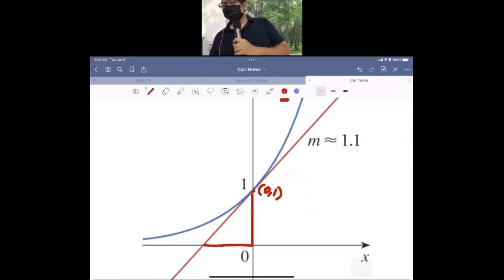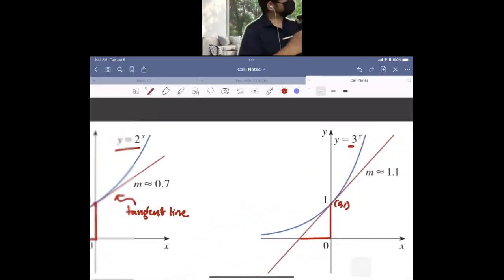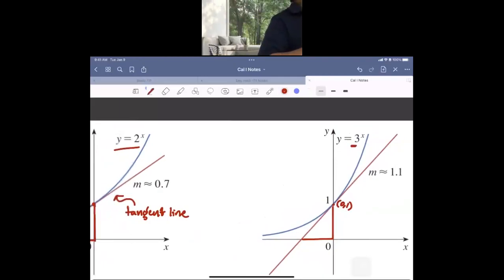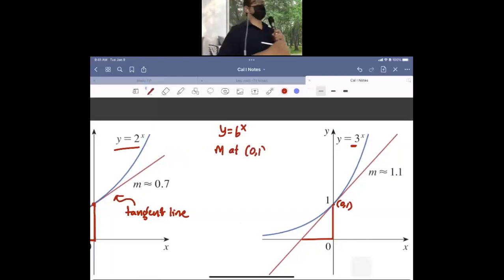and then we can see that we have also another ratio here, our triangle here, right? And if we compare these two, the first one is 0.7. The second one is 1.1, okay? Now the idea behind this visuals, the graph, is can we make the gradient equal 1? And can we find what is b?